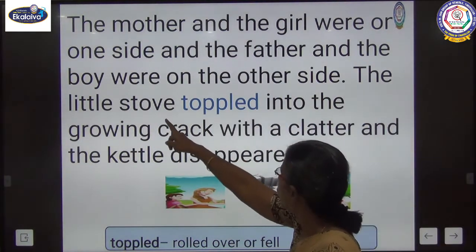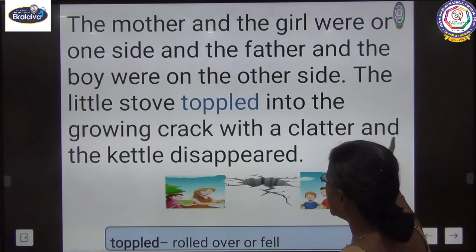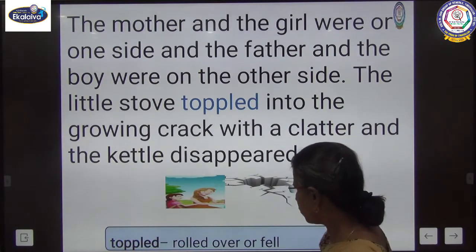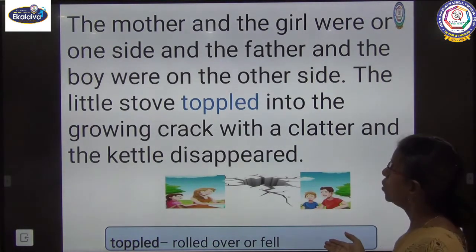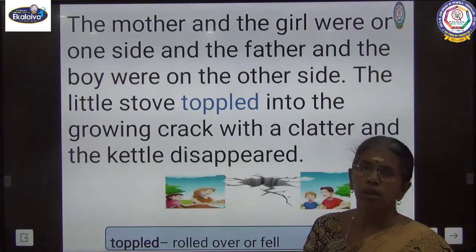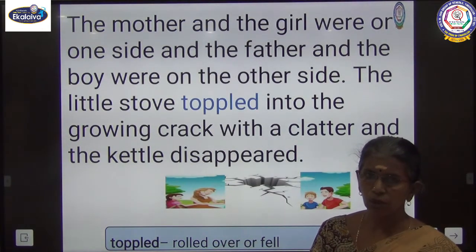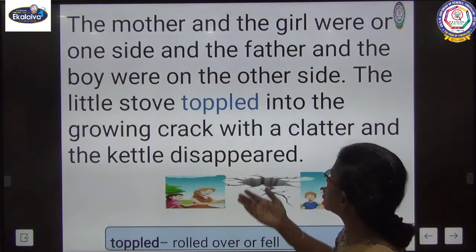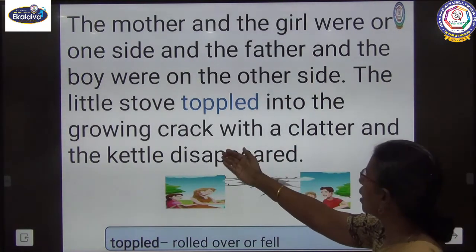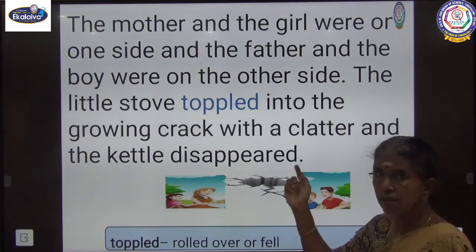The little stove toppled into the growing crack with a clatter and the kettle disappeared. So, toppled means rolled over or fell. As they were watching, they could see the little stove which they kept for heating the water to prepare tea. That kettle toppled, means rolled over, into the growing crack. So, in that widening crack, it rolled over with a clatter. Clatter means a great sound.